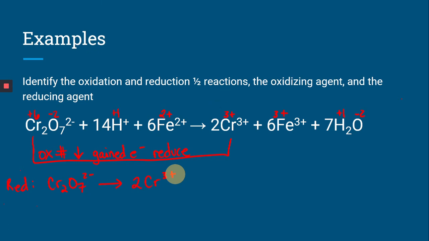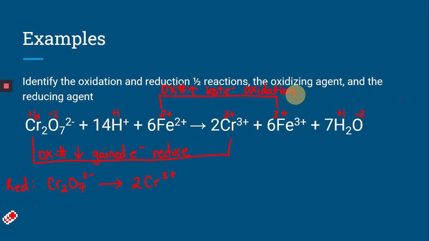So then we find the other one that changed was our iron. The iron went from +2 to +3. So the oxidation number increased, which means it lost electrons because electrons are negative. So it's going to lose electrons and become more positive. So lose electrons is oxidation.